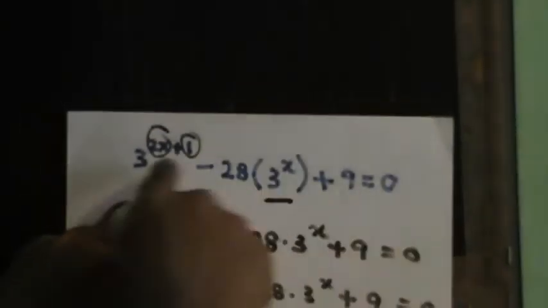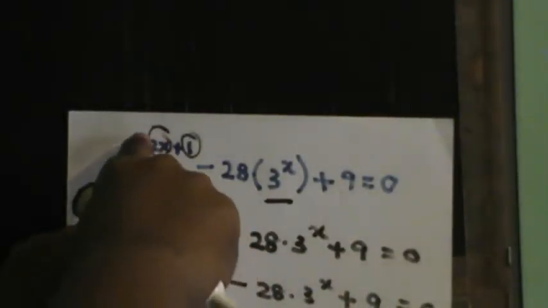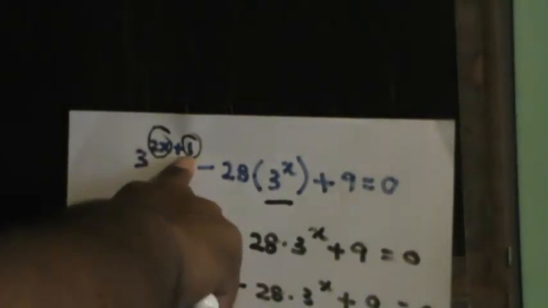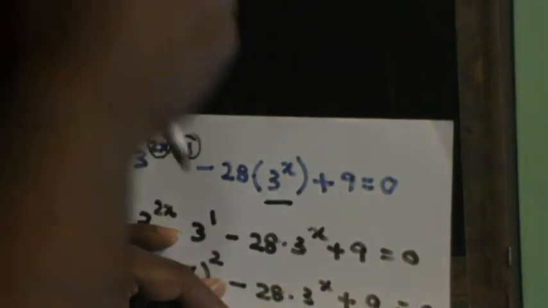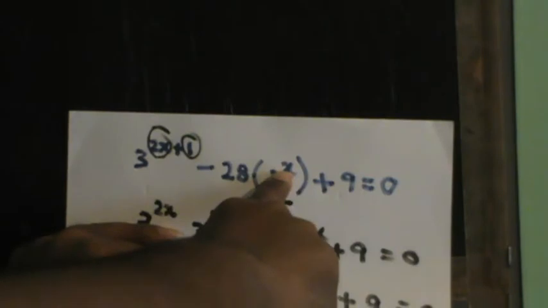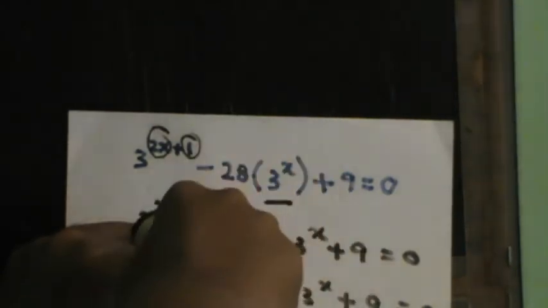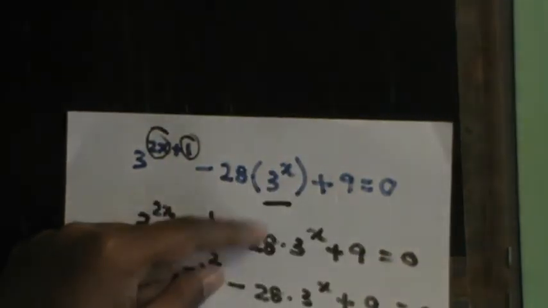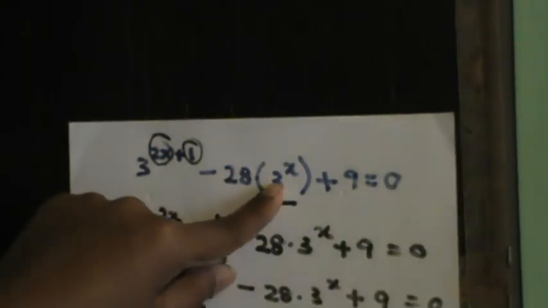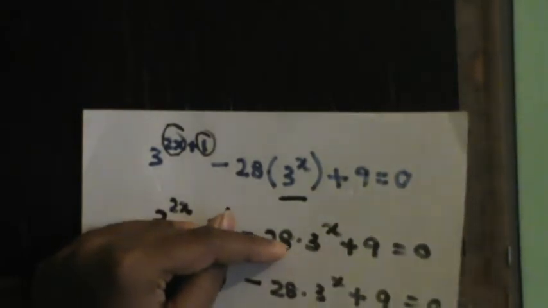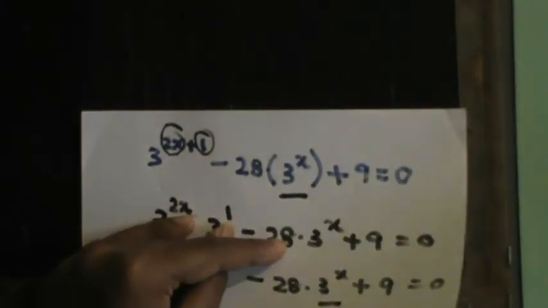So let's see what happens when x is equal to 2. When x is equal to 2, 2x is equal to 2 times 2, which is 4. That 4 plus this one is 5. So this will be 3 to the power 5, minus 28 times 3 to the power x, where x is equal to 2. So this will be 3 to the power 2, that will be 9. So here is 3 to the power 5, here will be 28 times 9, plus 9. So 28 times 9 is equal to 280 and 252.